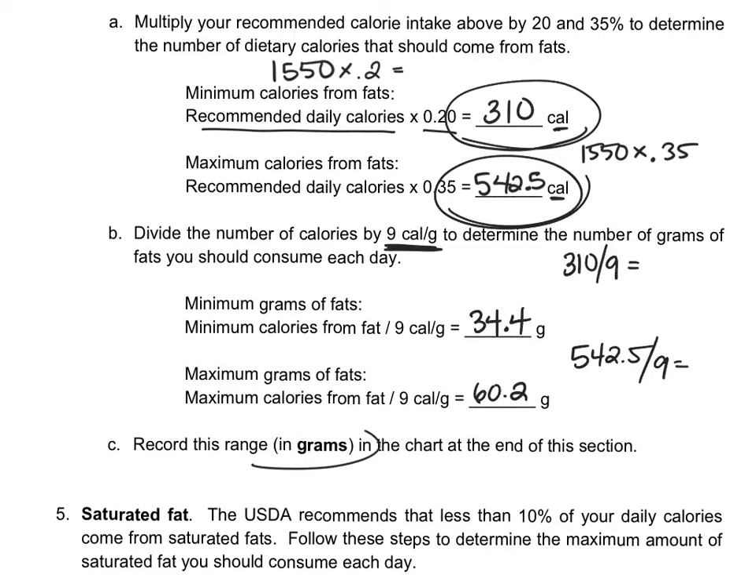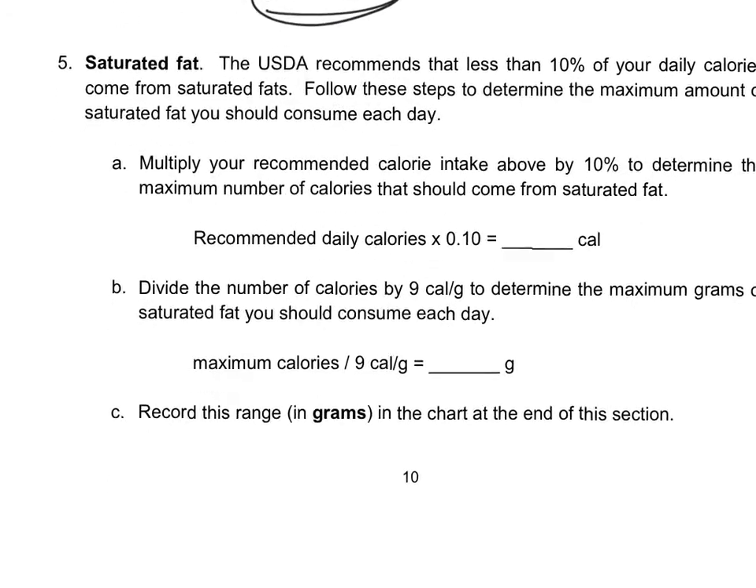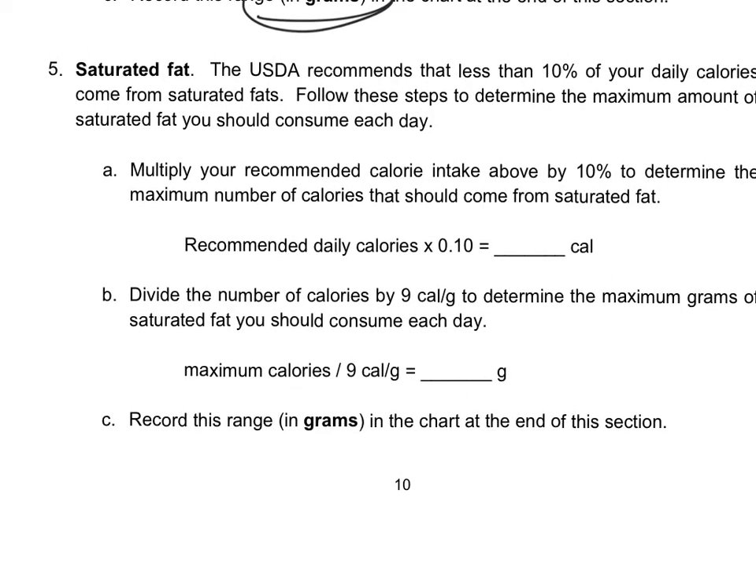So again, record this range in the table, and you're recording it in grams. Make sure you're putting the gram amounts there. Okay, so minimum to maximum grams. Then for saturated fat, I think you're getting the idea by now. My recommended daily calories times 10% is 155 calories. Then 155 divided by 9, because again, that's 9 calories per gram for fat, and I get 17.2.